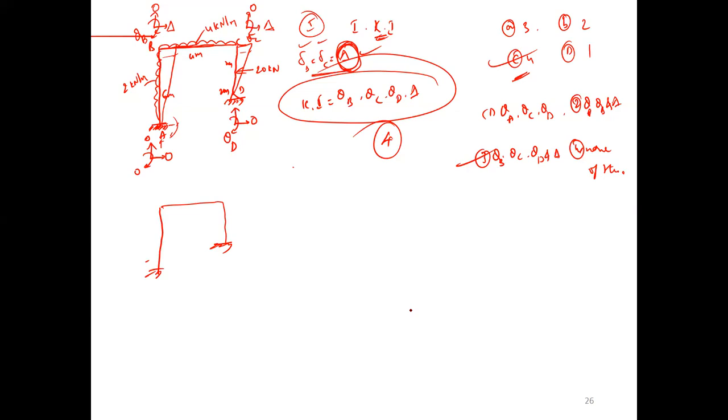Any doubts? Next, I will give a small one. This is not a rectilinear frame. It is a portal frame. Here delta will not come. Delta comes only for a rectangle; for this, delta does not come.